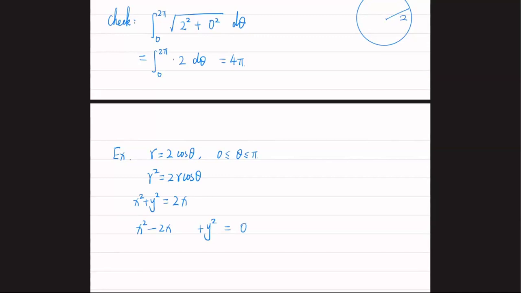Then I add 1 because I want a complete square. Then I get... okay, what's the radius, Sakina? 1 or 2? Oh, the base is 1. Okay, what's the perimeter?